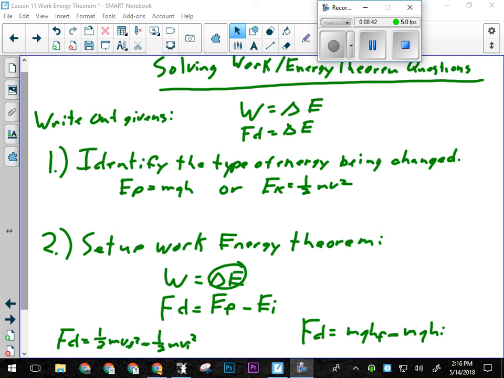All right, once we know that, then we'll set up the work energy theorem to solve for whichever one is happening. So we'll say work's a change in energy. Maybe it's force times distance equals final minus initial. And that could mean either, here on the left, kinetic. So we might write force times distance is 1/2 mvf minus 1/2 mvi. Or if it was potential, force times distance is mghf minus mghi. Whichever, okay, we have to decide whether it's kinetic or potential. Okay, either way, it's going to be final minus initial.